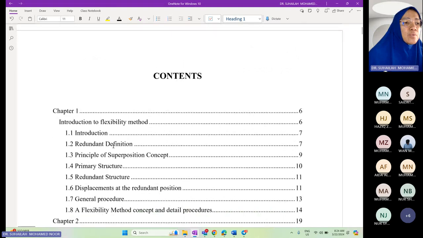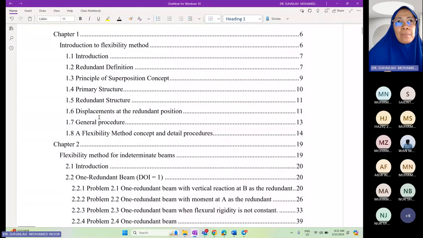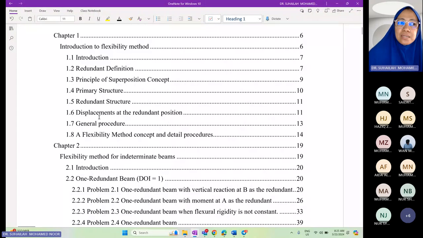Okay, so for today, we will focus on chapter number one, introduction to flexibility method. You will learn about the redundant definition, what is redundant, and the principle of superposition concept, which is very, very important in engineering. This principle of superposition is a concept applied not only for this topic, but also in the moment distribution method topic. I will introduce you to the primary structure as well as the redundant structure.